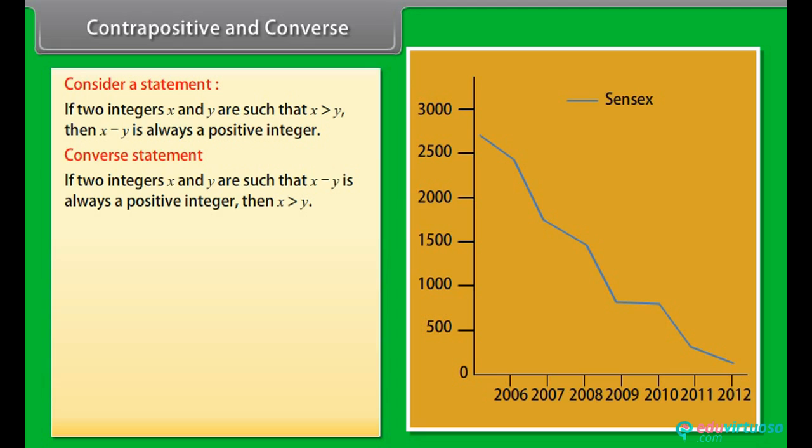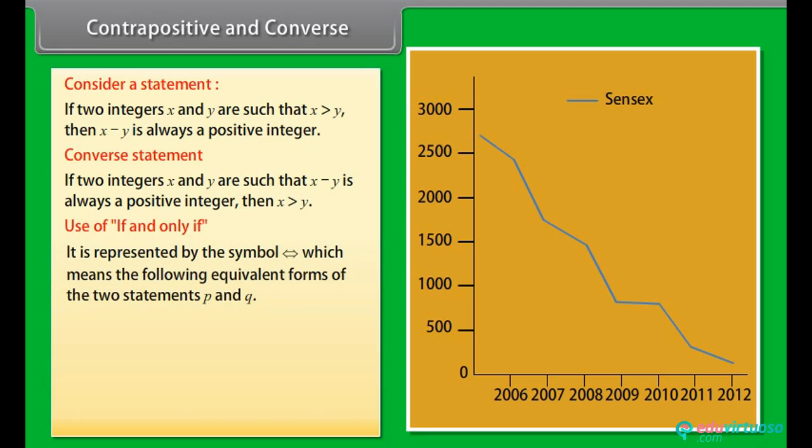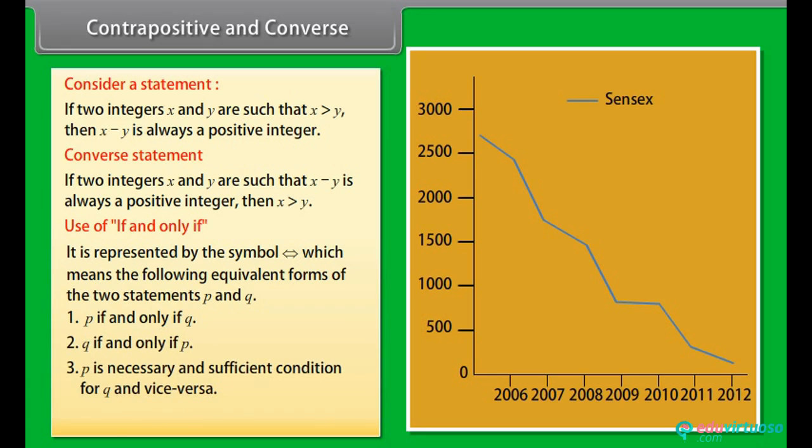Use of if and only if. It is represented by the symbol if and only if, which means the following equivalent forms of the two statements P and Q. P if and only if Q. Q if and only if P. P is necessary and sufficient condition for Q and vice versa. P if and only if Q.